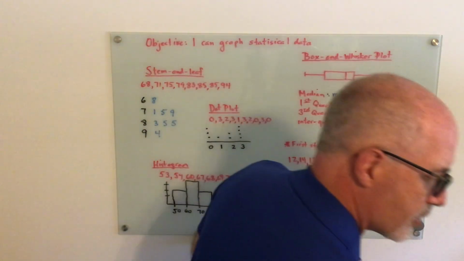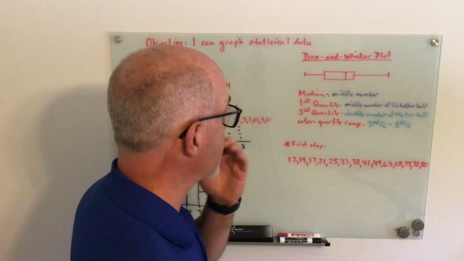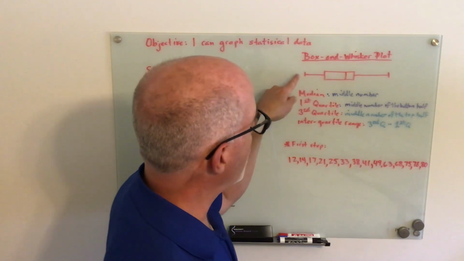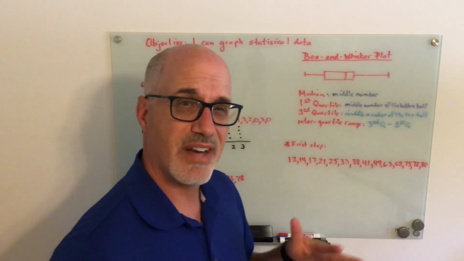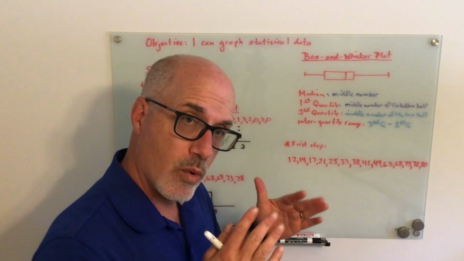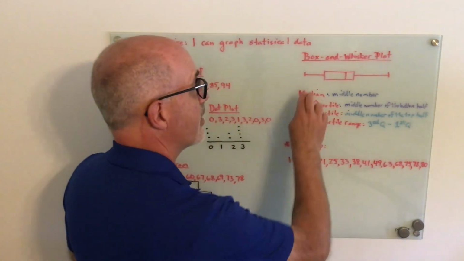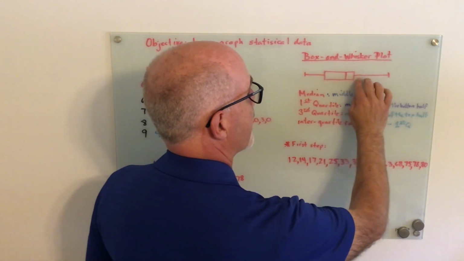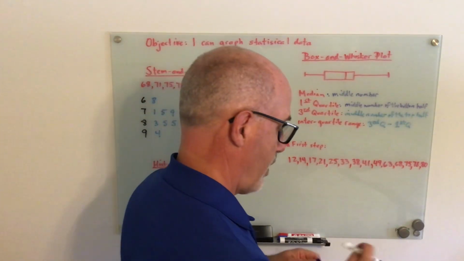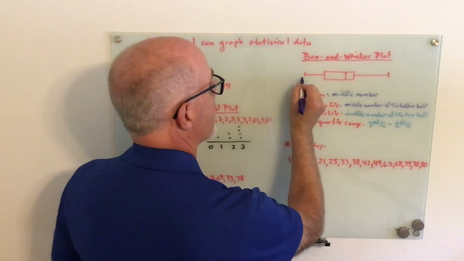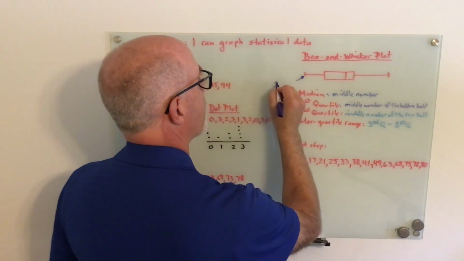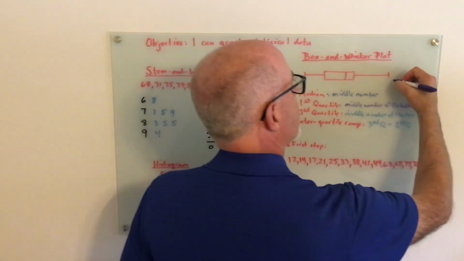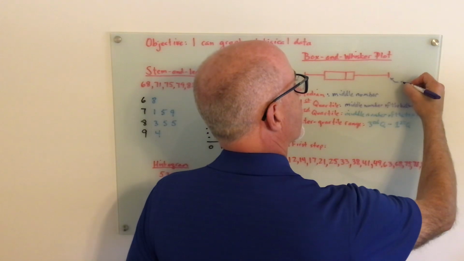All right, now where these show up on our box and whisker plot, notice that this has a box in the middle of it. Okay, then it's got, these are called whiskers at the end. And what it does is it divides the data into quarters of the data. Here's the bottom quarter of data, the second quarter of data, the third quarter of data, and the top quarter of data. Now, what we label on this is the minimum number, and this one is the maximum number, the largest.